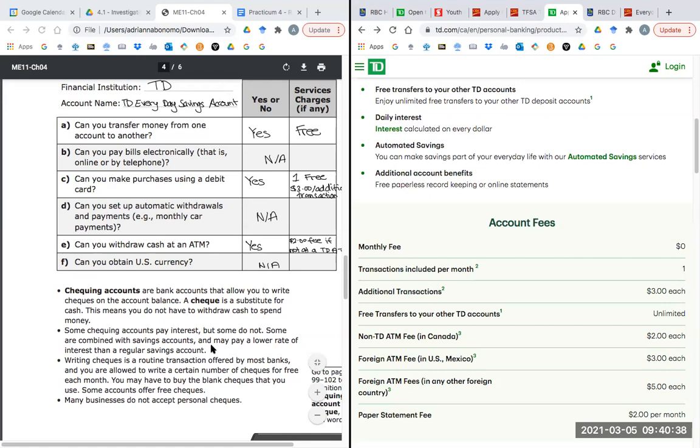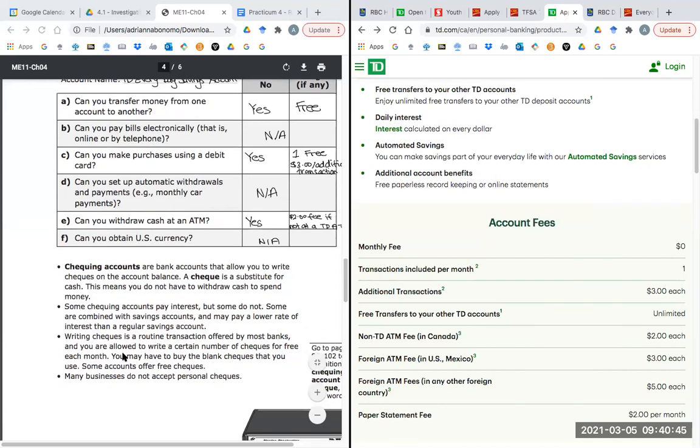Some are combined with savings accounts and may pay a lower rate of interest than a regular savings account. Writing checks is a routine transaction offered by most banks, and you are allowed to write a certain number of checks for free each month. And you may have to buy the blank checks that you use. Some accounts offer free checks. So that checkbook, you might have seen maybe a caregiver or a friend or family member has a checkbook. Usually those are given to you for free. I know mine were. Sometimes you might have to pay a small fee to get those checks.